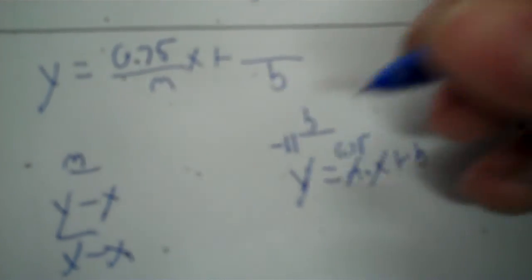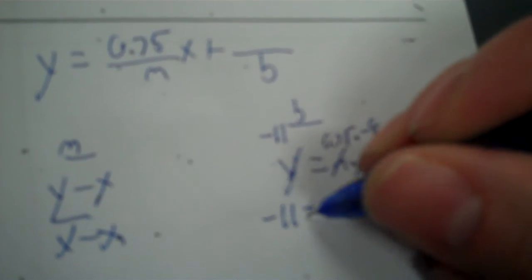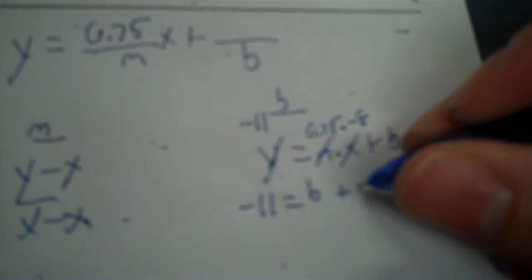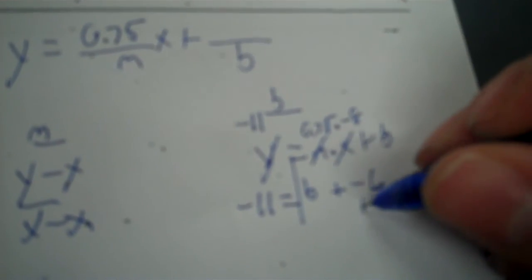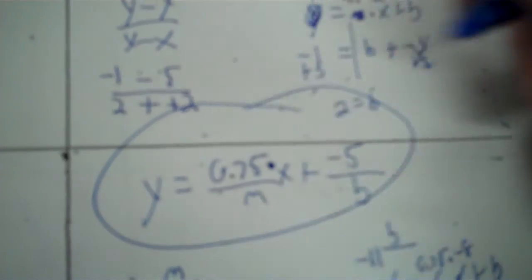So negative 11 is my y value, and then negative 8 is my x value. So plus you put b. Now I take 0.75 times negative 8, you get negative 6. So add 6, negative 11 plus 6, negative 5. Take 0.75 times, I'll use negative 8, then plus negative 5. Okay, negative 11.